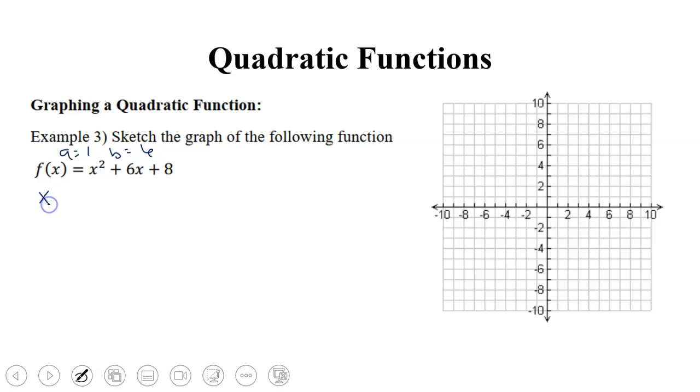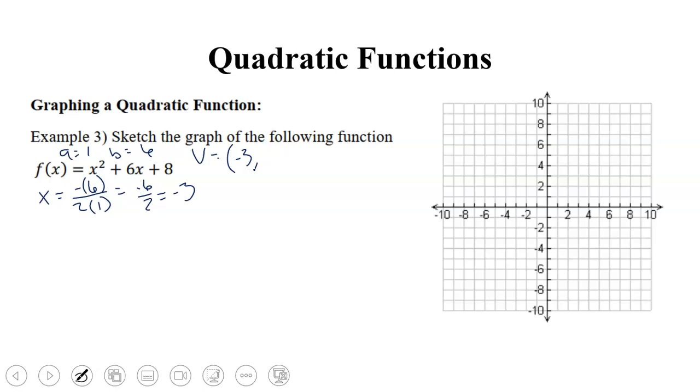So plug in for our vertex, x equals -b, so -6 over 2a. So -6 divided by 2 equals -3. So my vertex, first number is -3.